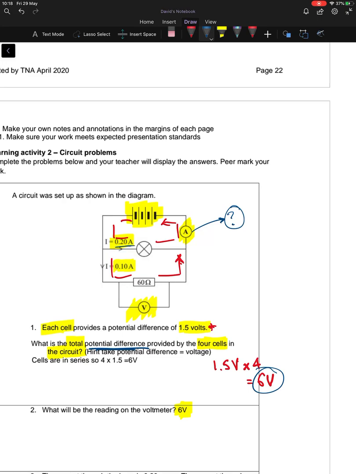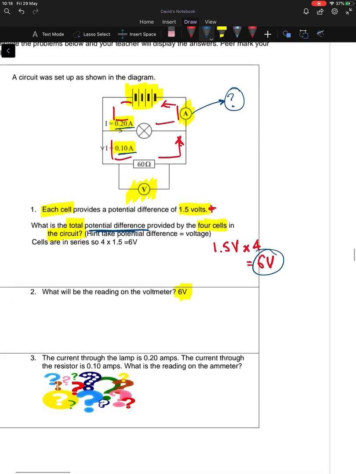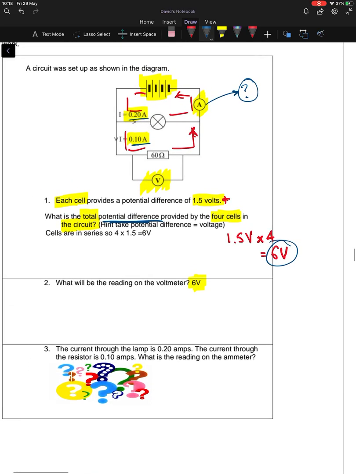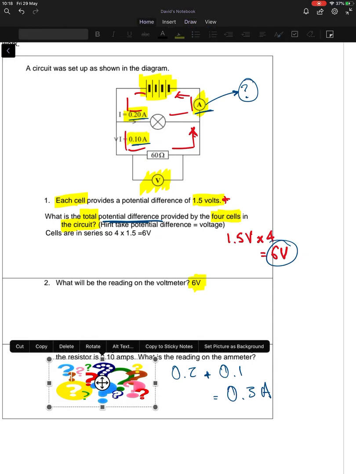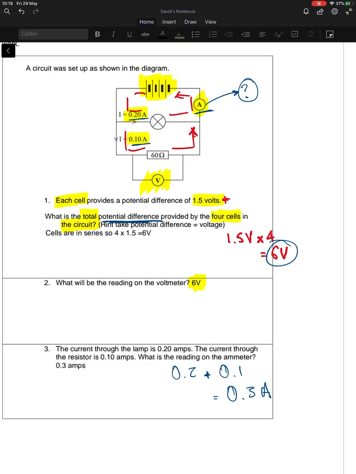So for the bulb, it's 0.2. For the resistor, it's 0.1. So what's it going to be in total? 0.2, it's going to be added to 0.1. Should be 0.3 amps. Let's see if we're right. There you go, 0.3 amps.